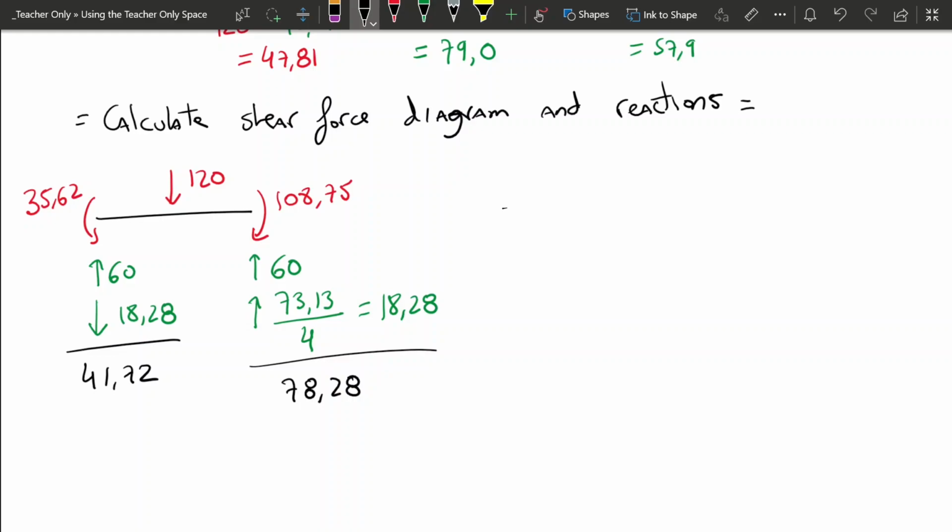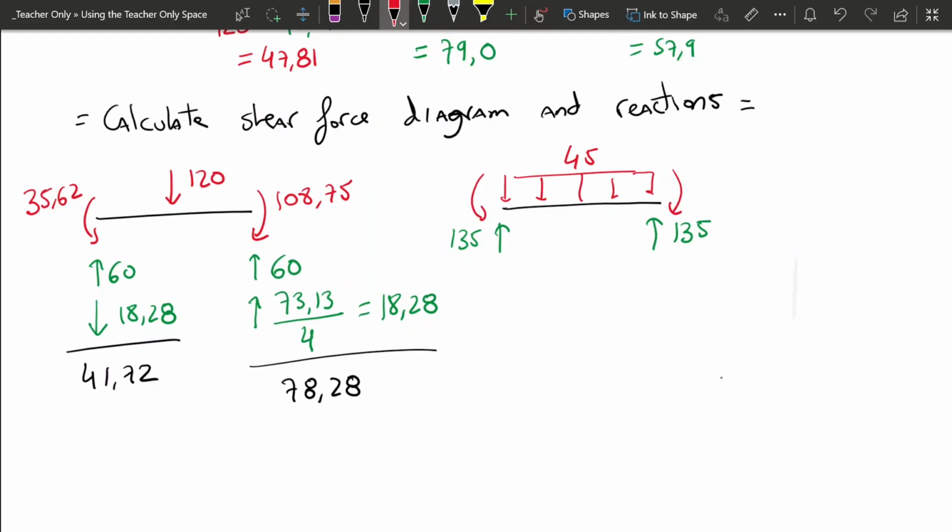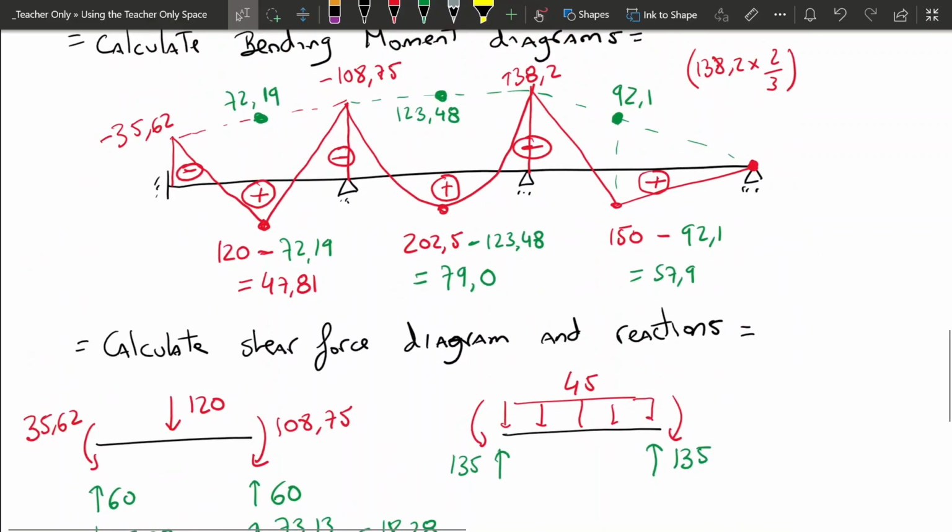We can now move into BC. We have a UDL of 45, span of 6, so our total load is 45 times 6, and if we want to divide it by 2, we get 135 in each one of the sides to balance just the load. And now we need to add as well the moments that we see from the table. So we had 108.75 on the left, and we have 138.2 on the right.